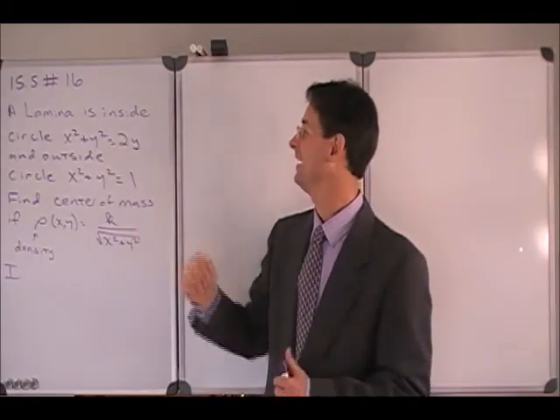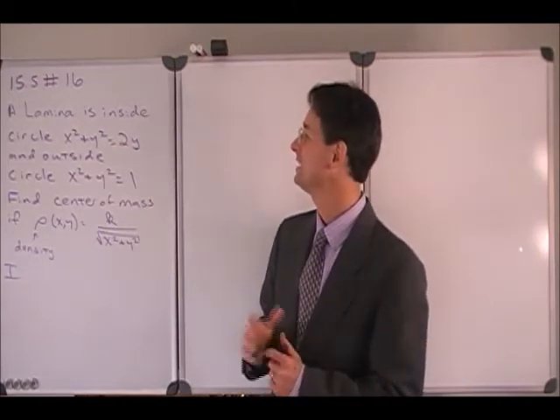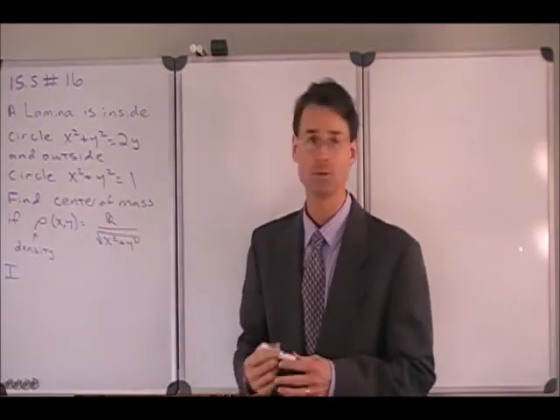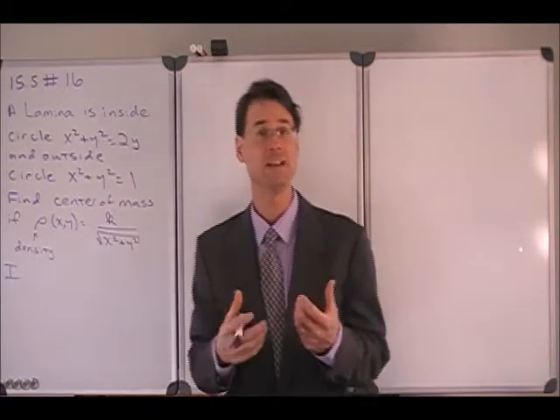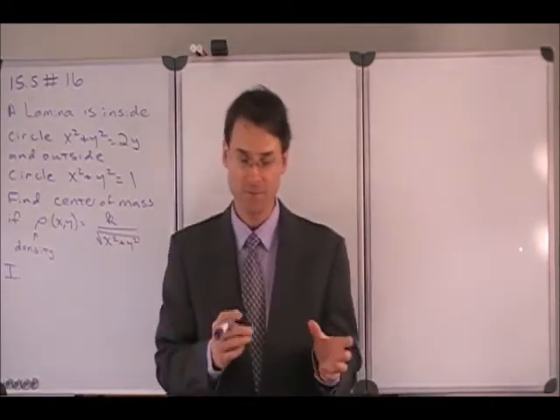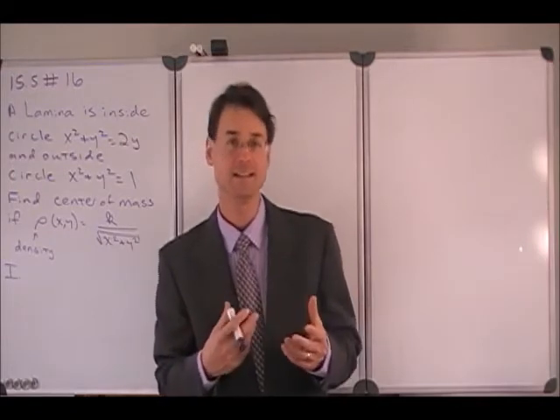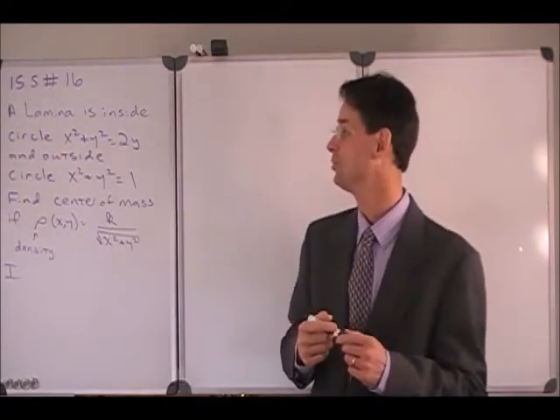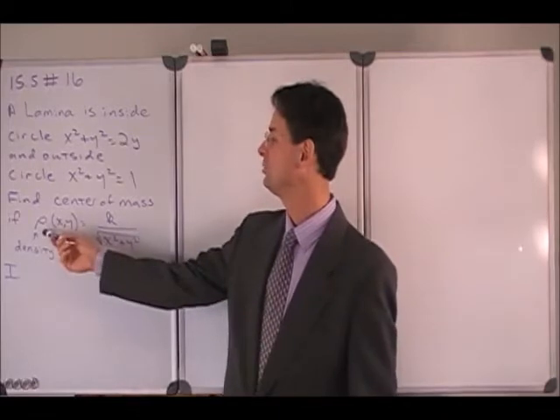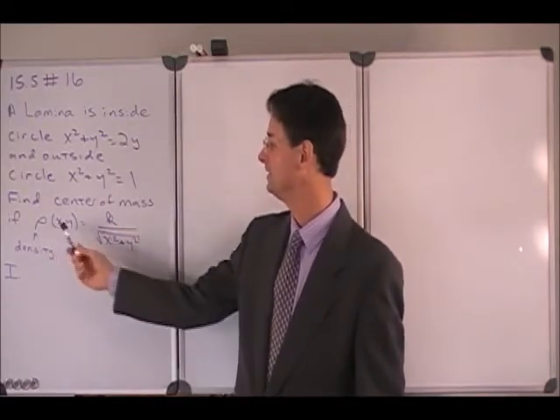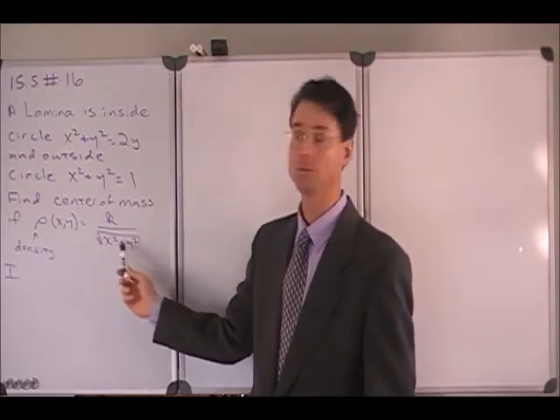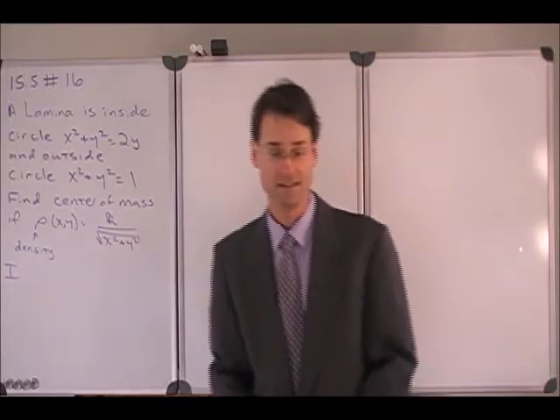Alright, so we have a non-trivial problem, and it tells us that a lamina is located inside one circle and outside another circle. So that's the region of space in the xy plane that we use to represent the area covered by the lamina. And we want to find the center of mass if the density at any point is inversely proportional to the distance from the origin. So we've already kind of interpreted that in our restatement of the problem, that the density is equal to k, or proportionality constant, divided by the square root of x squared plus y squared, which we're using as the distance from the origin.